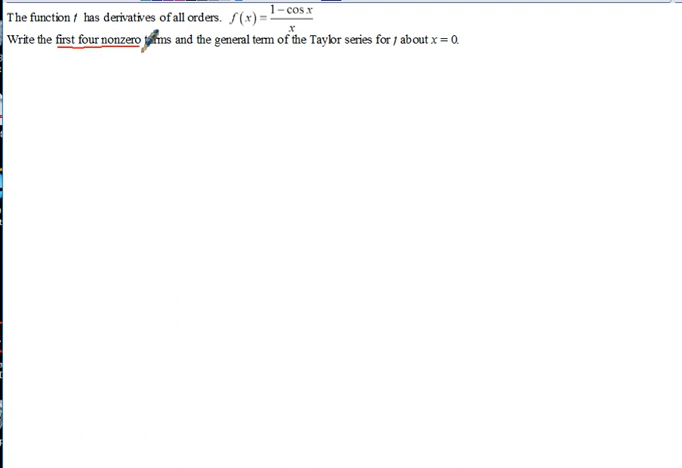The first 4 non-zero terms, again, and the general term. This time they call it a Taylor series, but since it is about x equals 0, it's really also a Maclaurin series. And they might call it either one. But the Taylor series, again, we'll see later, don't have to be about x equals 0. Maclaurin series do. It's a specific type of Taylor series. It's this Maclaurin series.